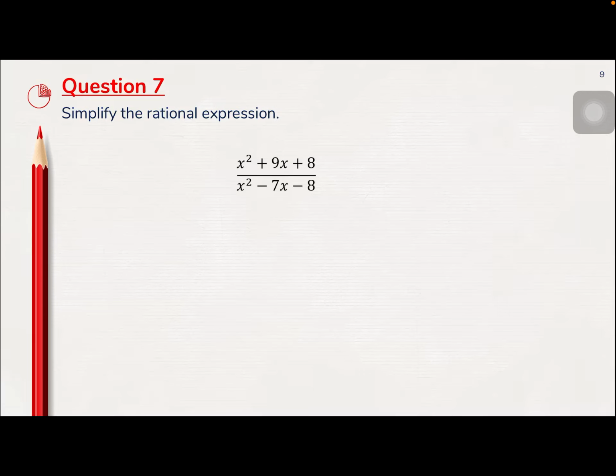Question 7. The instruction says simplify the rational expression. And we have this quotient. We see that the numerator is a quadratic expression and also the denominator. The steps to simplify this expression are two, basically. One is factorize numerator and denominator and then simplify.